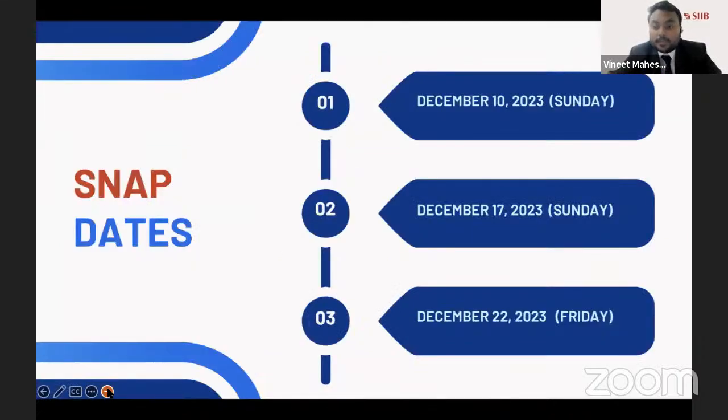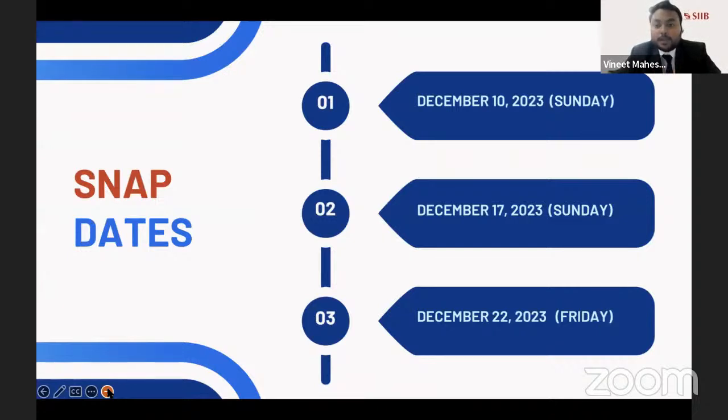So these are the SNAP dates which you must be aware of, because everyone who wants to appear for SNAP must have filled the form till now. First is December 10th, second is December 17th, and third is December 22nd. So in the entire month of December, you have 3 attempts.